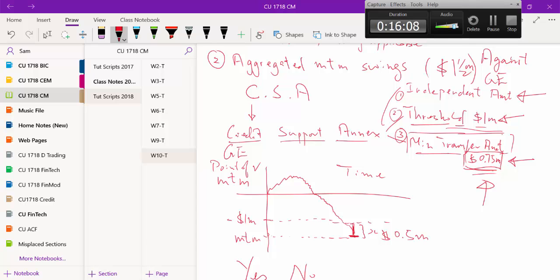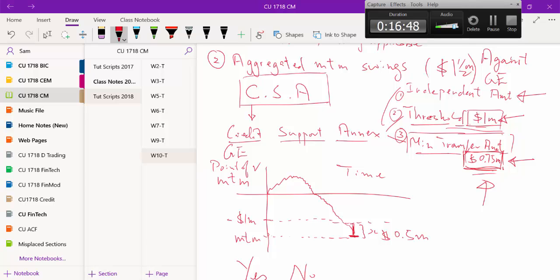Just to refresh your memory, let's say GE and JP Morgan sign an ISDA together with the CSA, and in the CSA they negotiated the threshold will be $1 million and the minimum transfer amount will be 0.75 million. These numbers can be anything you want. They can be any number, as long as the other party agrees with it.